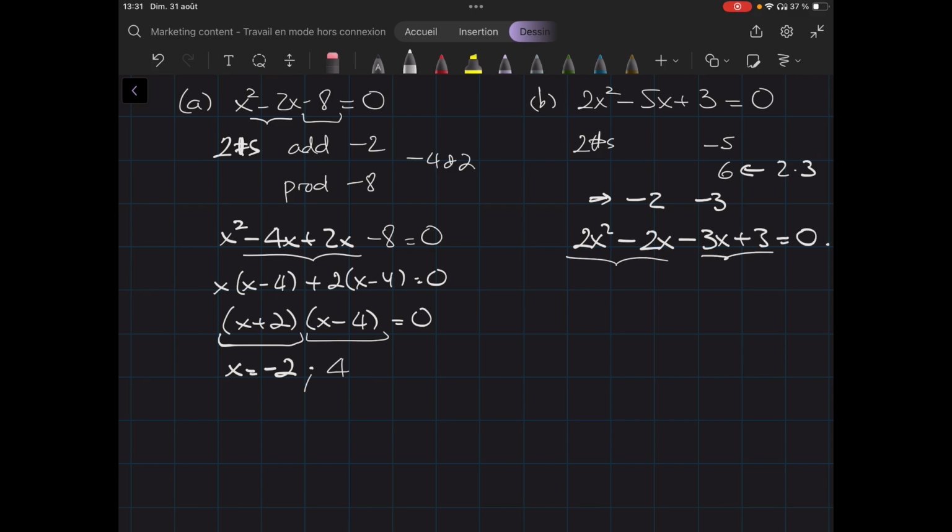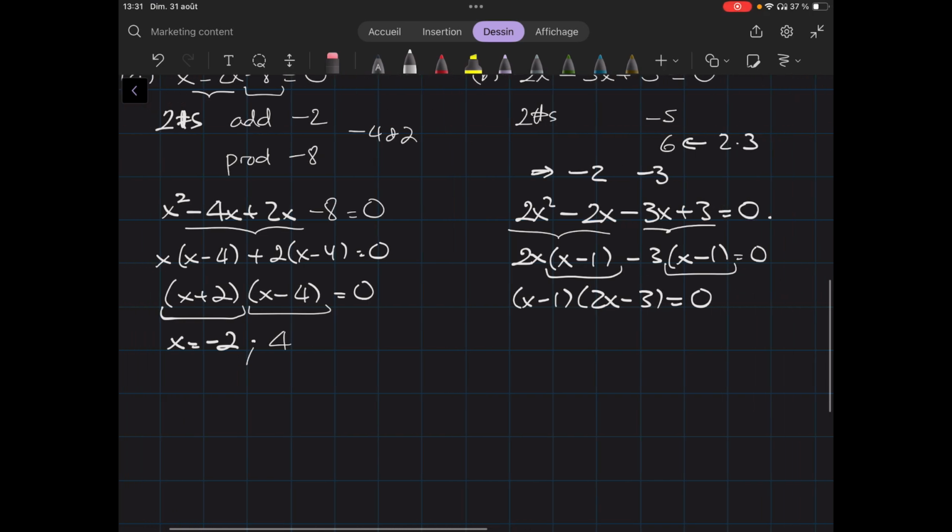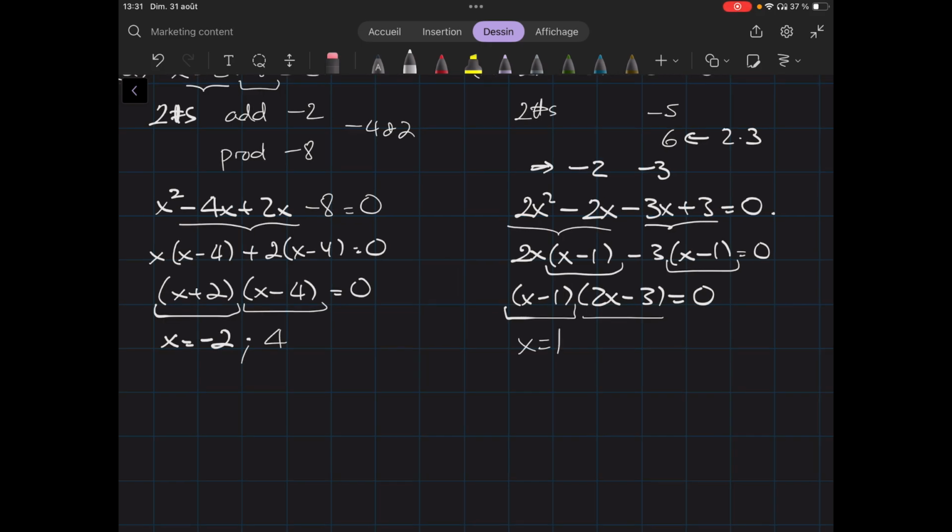Factorize each pair of terms. Notice that we have a common factor. For this to be true, this factor has to be equal to 0, or this one has to be equal to 0. So x is equal to 1, or x is equal to 3 over 2.